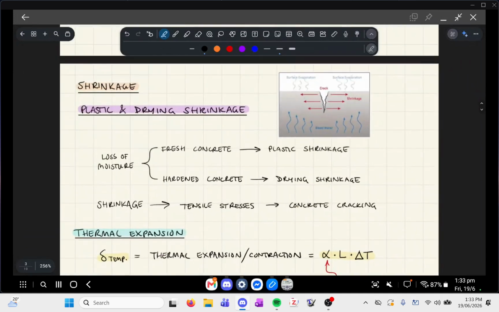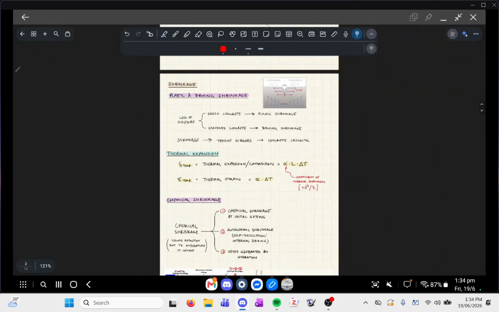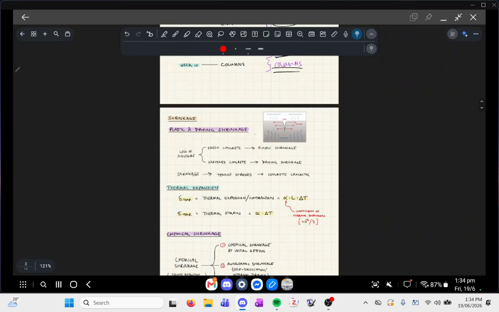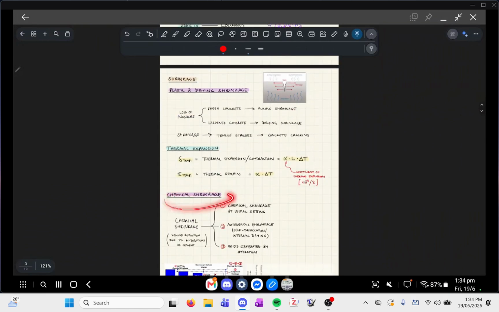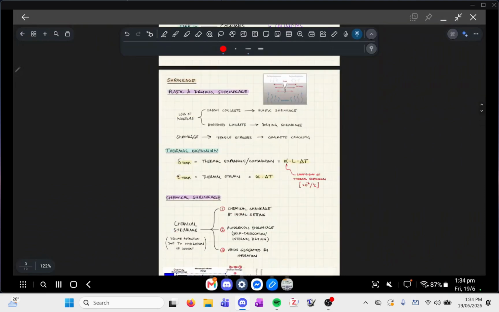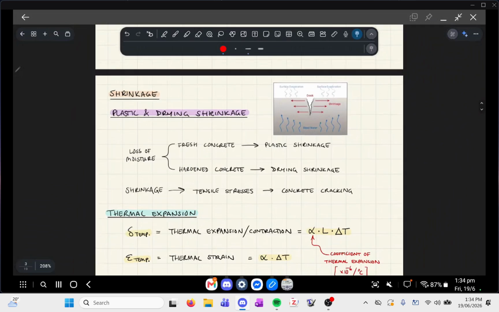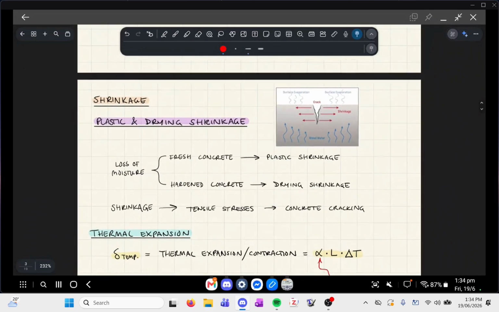All right, let's talk about shrinkage. First I'm going to talk about plastic and drying shrinkage, which are closely related, before talking about chemical shrinkage, okay? All right, so plastic and drying shrinkage, essentially these terms are related. It just depends on when the shrinkage happens, whether it's when your concrete is still in a liquidy state or fresh, it's called fresh concrete, or whether it's hardened already, okay?